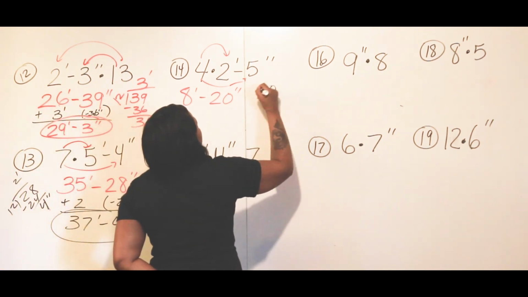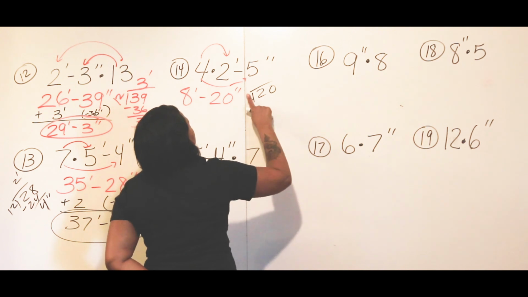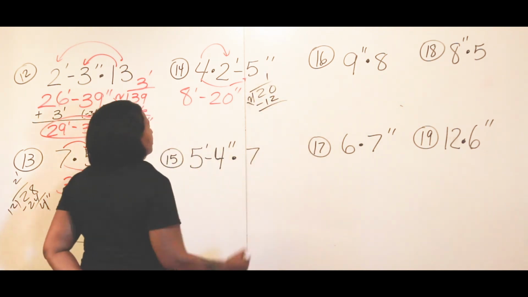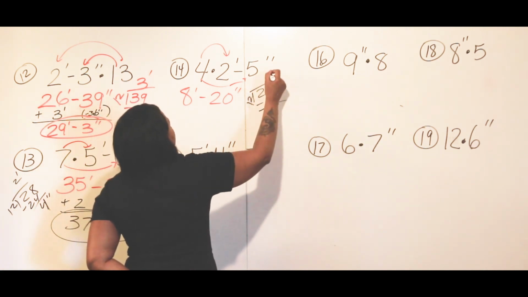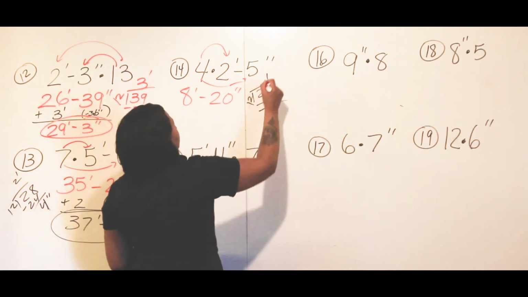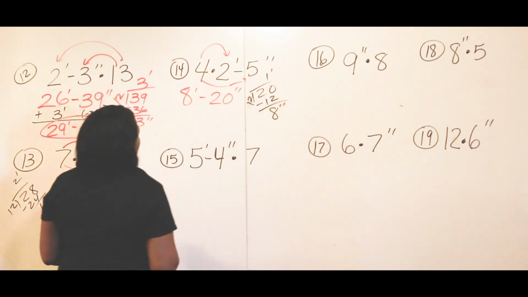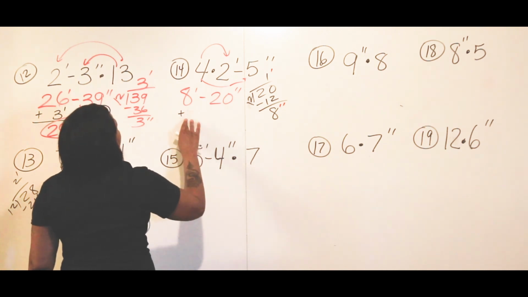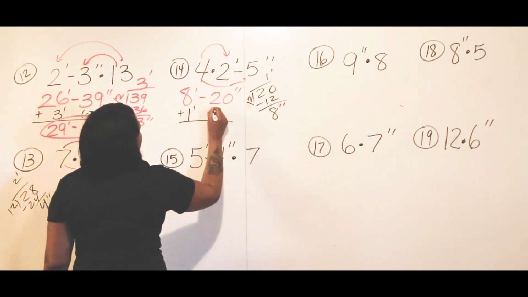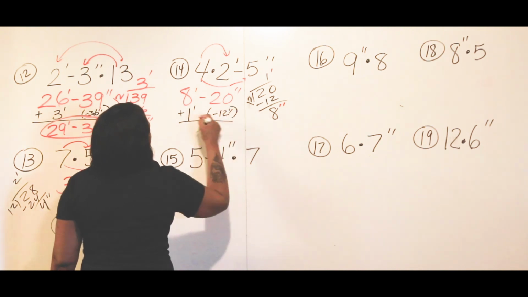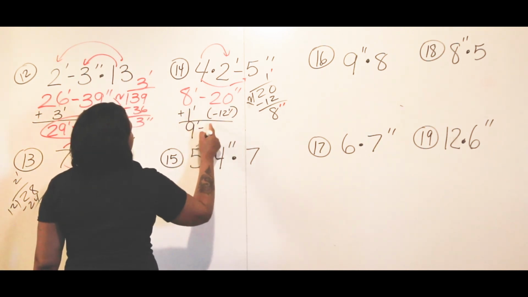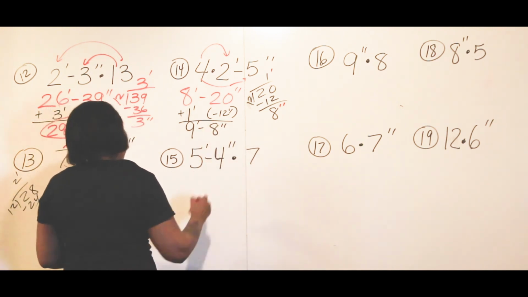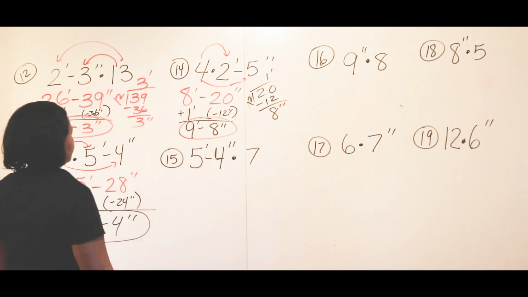So we got 20. How many 12s can I get out of 20? 1. Subtract 12 from that, we're left with 8. This 1 represents my feet. The 8 represents my inches. And I'm going to show it here. We just took a foot from the 20 inches, and we subtracted 12 inches from here. 8 plus 1 is 9 feet. 20 minus 12, 8 inches. Final answer, 9 feet, 8 inches.